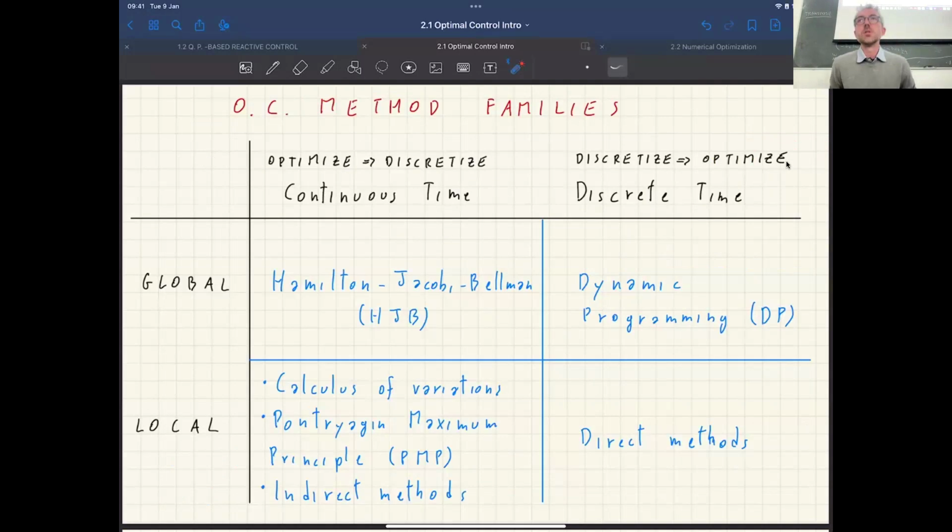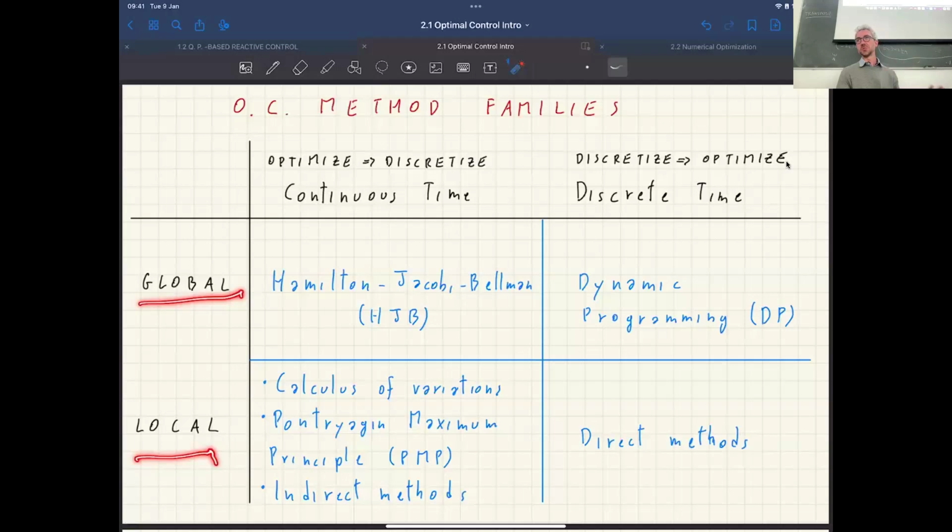So we saw what an optimal control problem is. We saw an example of it for a very simple system, a one-dot pendulum. Now, when it comes to solving optimal control problems, there are plenty of techniques available. And here I'm showing you a taxonomy of optimal control method families, which are categorized depending on whether they are global methods or local methods, and whether they work by first optimizing and then discretizing, or the other way around. So let's start first by discussing the difference between global and local methods.